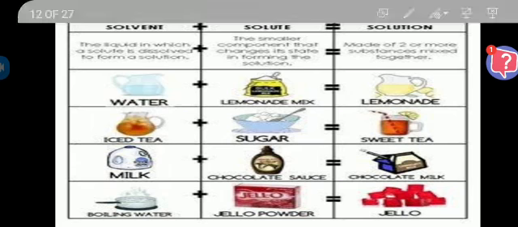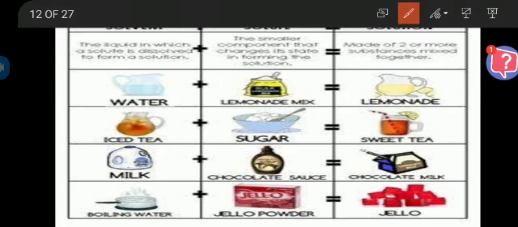So these are some examples of solutions. Here water is the solvent and the solute is lemonade mix. When these two mix and form a uniform mixture, that is lemonade, and lemonade is a solution. The solvent here is iced tea and sugar is the solute. When they are added to each other, they form sweet tea, and this is a solution.